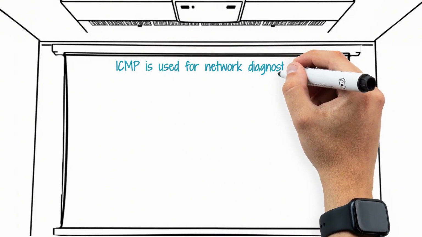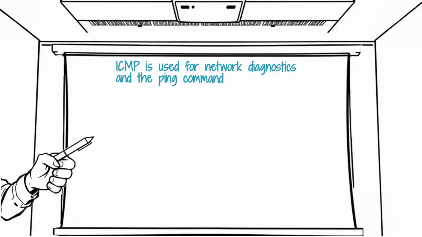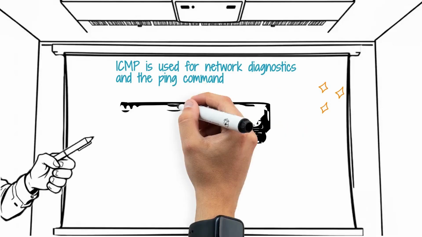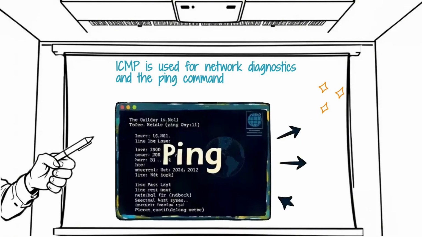ICMP, Internet Control Message Protocol. ICMP is mainly used for network diagnostics and error reporting. One of its most common uses is the ping command. When you ping a website, ICMP checks whether the destination is reachable and measures how long the response takes.